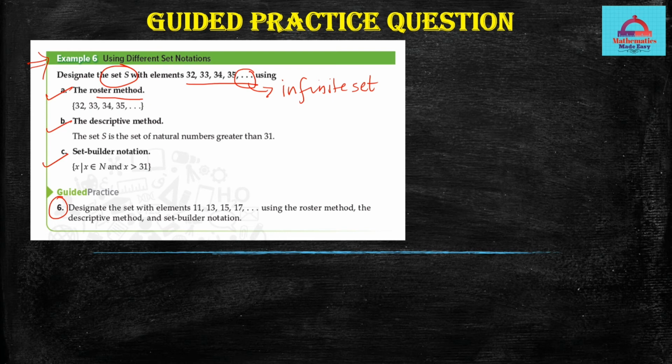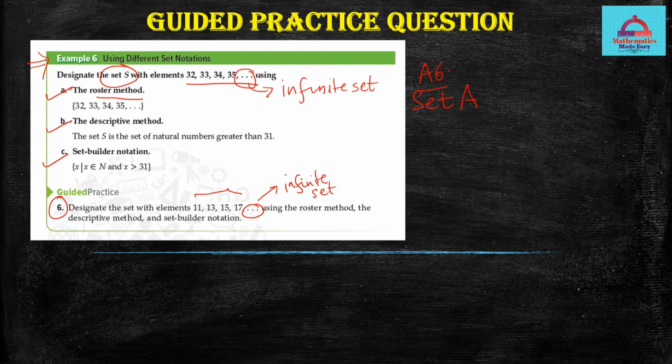Okay, so let's now do answer number 6 in a similar way. Here the set alphabet is not given, so let us take capital A to denote the set. And here if you see the elements which are given to you, 1, 2, 3, 4 elements are given, and you still have that ellipsis, the dots telling you that it is going to be an infinite set. So it has not only 4 but more elements.